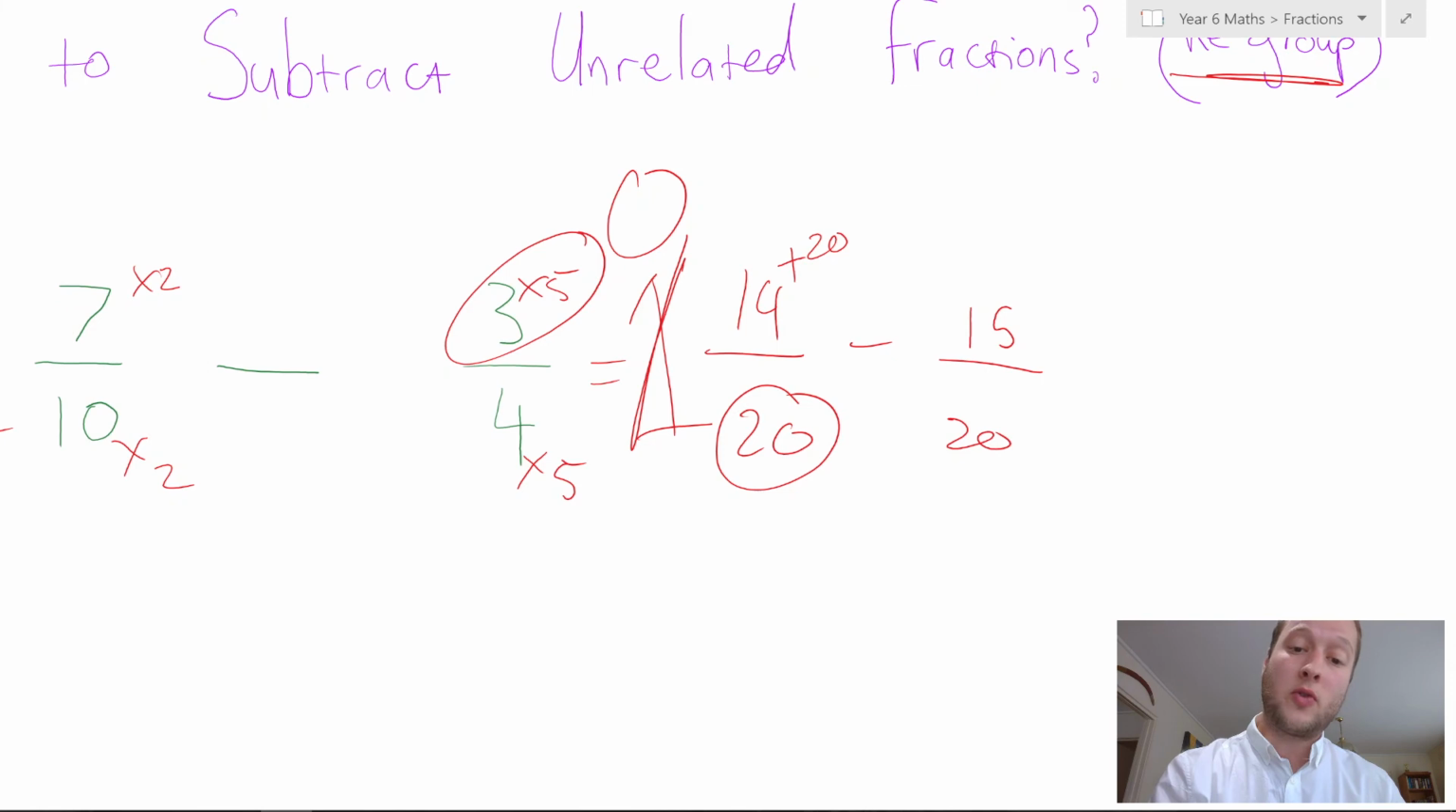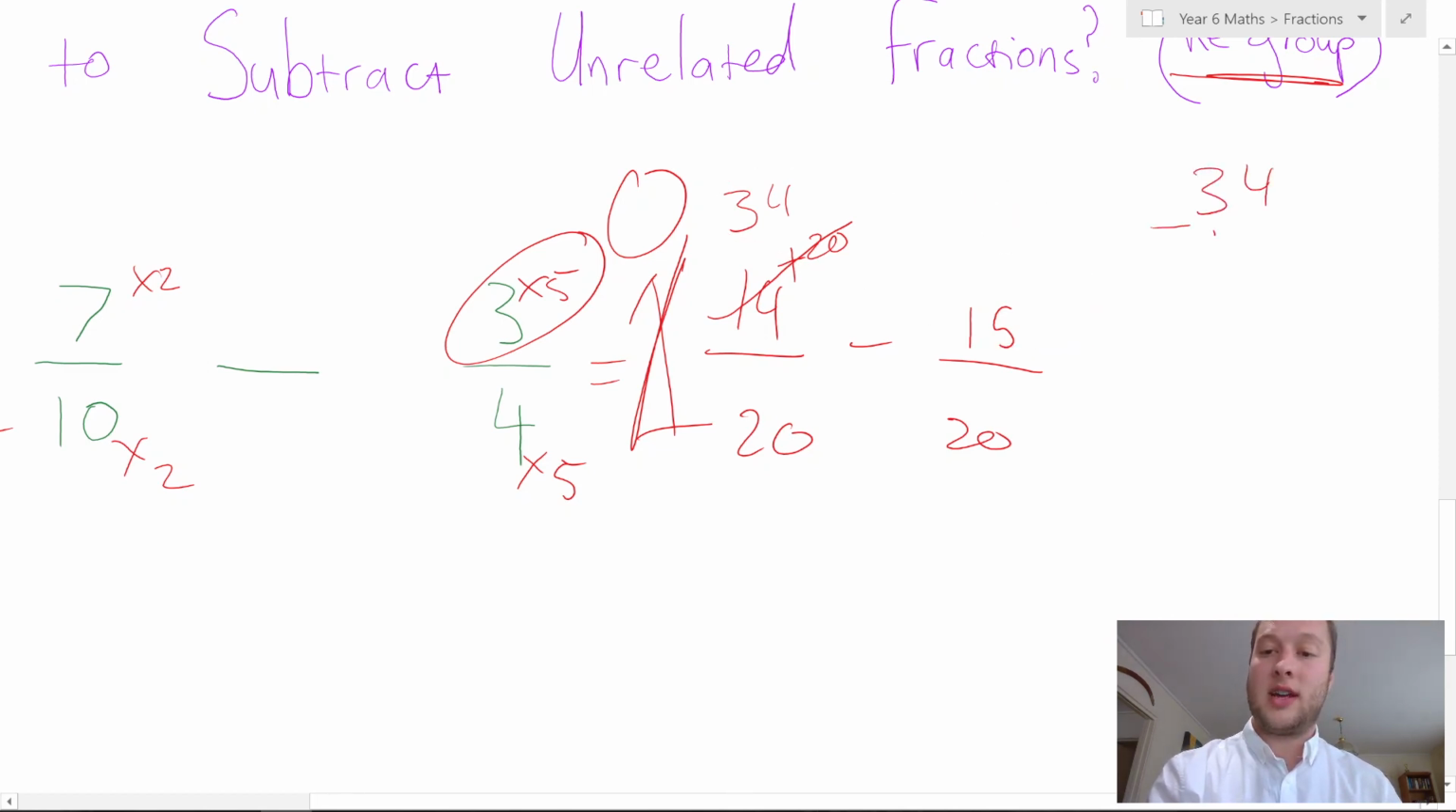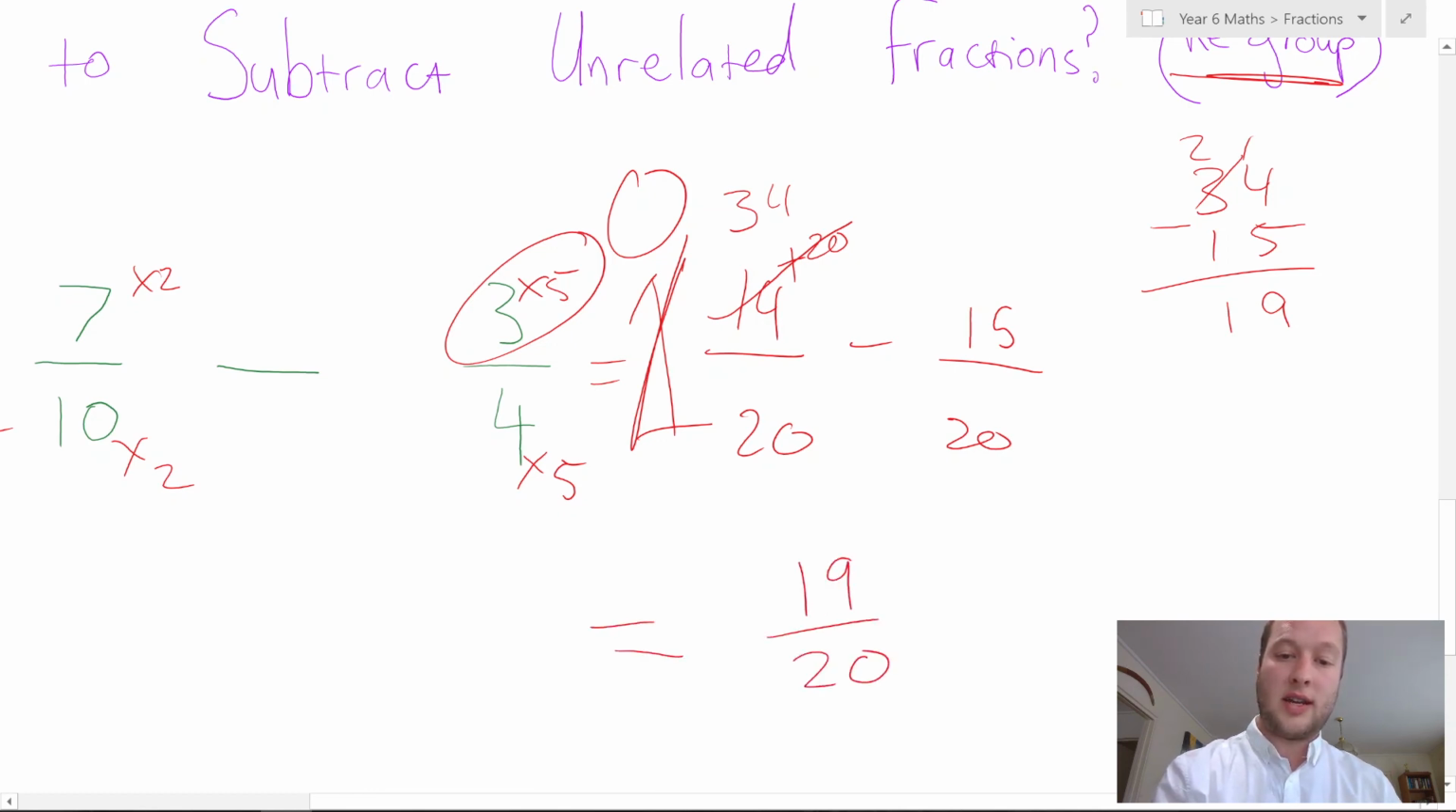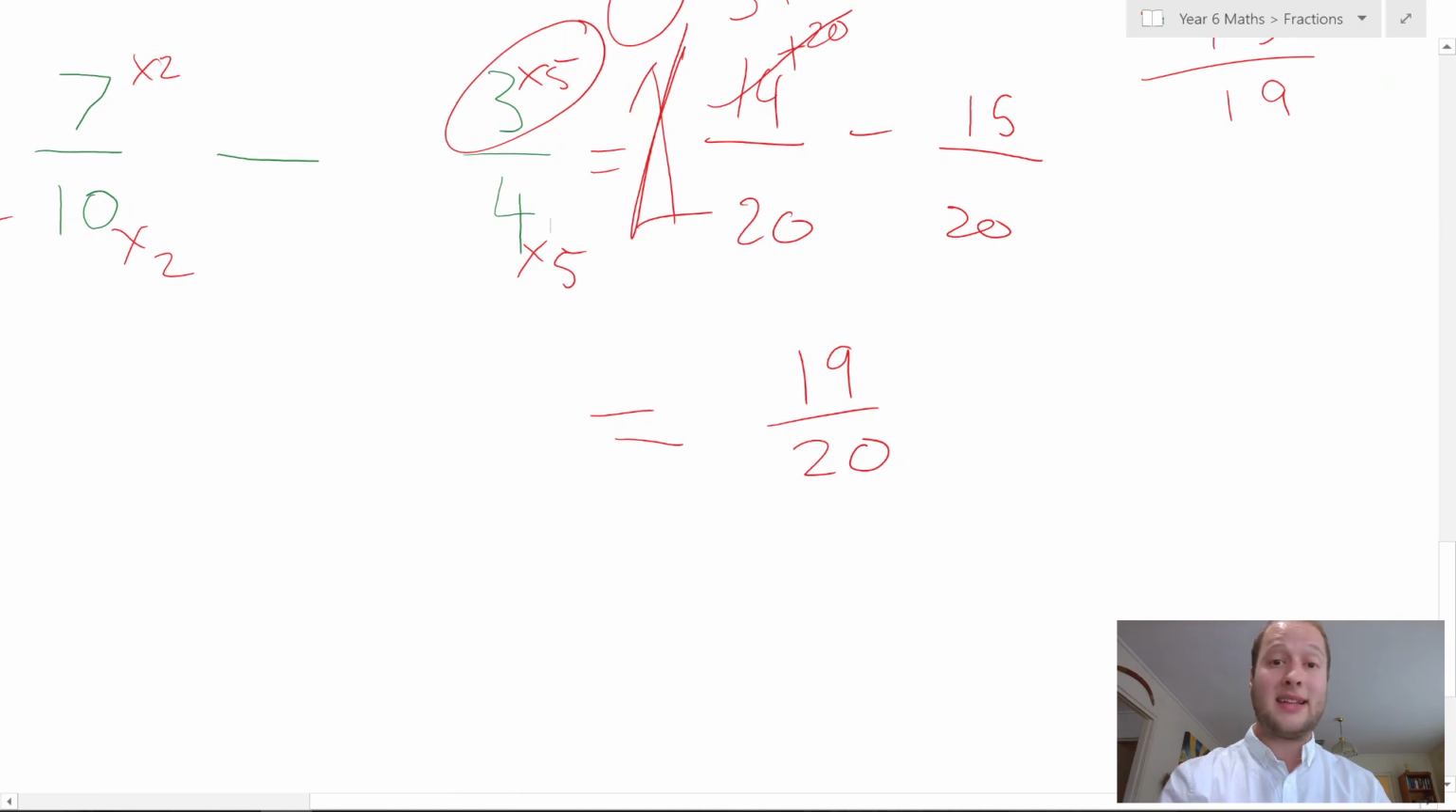So if we do 14 plus 20, I've now got 34, and now I can do 34 take away 15, can't I? So 34 take 15 will give us 19. So my answer is 19 over 20, because I had a 0 in my whole number section. So my answer is 19 over 20, and that is it.